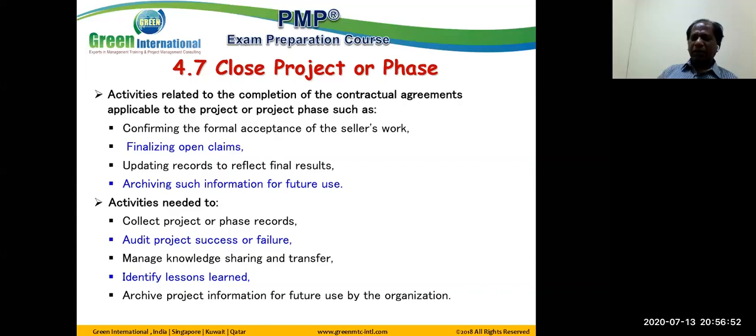Activities needed: collect our project phase records, audit the process success or failure of the project, make knowledge sharing and transfer, and identify the lessons learned. Of course, identifying the lessons learned happens throughout the project life cycle, but we are organizing and putting in a proper order the lessons learned documentation, like scope related lessons, schedule related lessons, cost related lessons, risk related lessons, and seller performance related experiences. All this can be organized properly so that we can keep it for future reference. Archiving the project information for future use by the organization. All are part of the closeout activities.